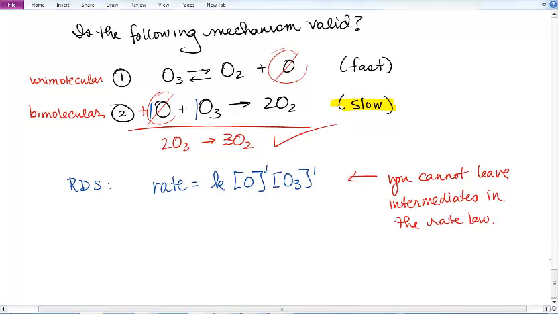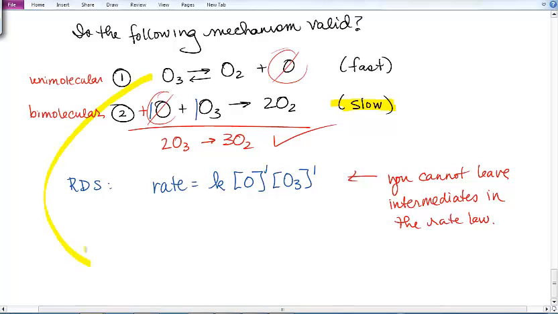We can't measure that. And if we want to measure a rate, we need to have something in here we can measure. So we need to get rid of that free radical O, which is not measurable. Question? No? Okay. So here's how we're going to do that.